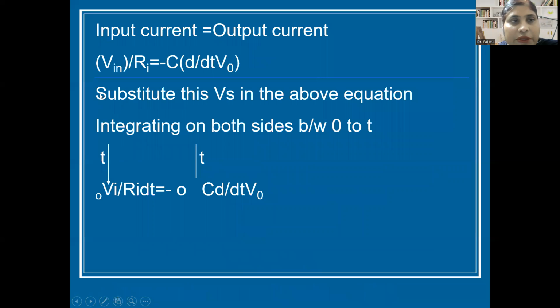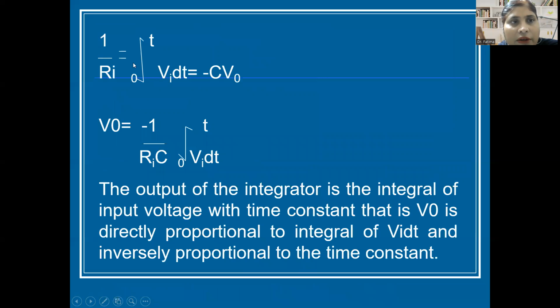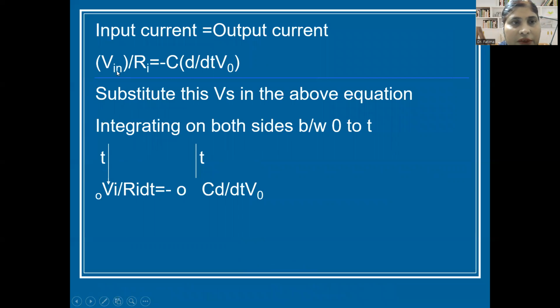So this term is written here: Vin by Ri equal to minus C d by dt of V naught. Now integrate this term on both sides. After the integration, see how much we get: the integration of Vin divided by Ri with respect to time, and the integration of the capacitor term, d by dt of V naught. The integration and differentiation will cancel out, and the term will become minus CF into V naught.